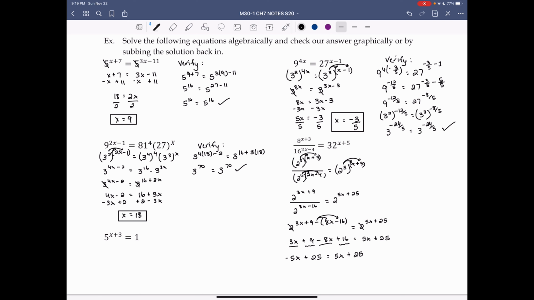Move your x's to one side, your constants to the other. I'm going to add 5x to move the x's to the right side, and subtract 25 to move the constant to the left. I end up with 0 on the left and 10x on the right. Divide by 10, and I get x is equal to 0.